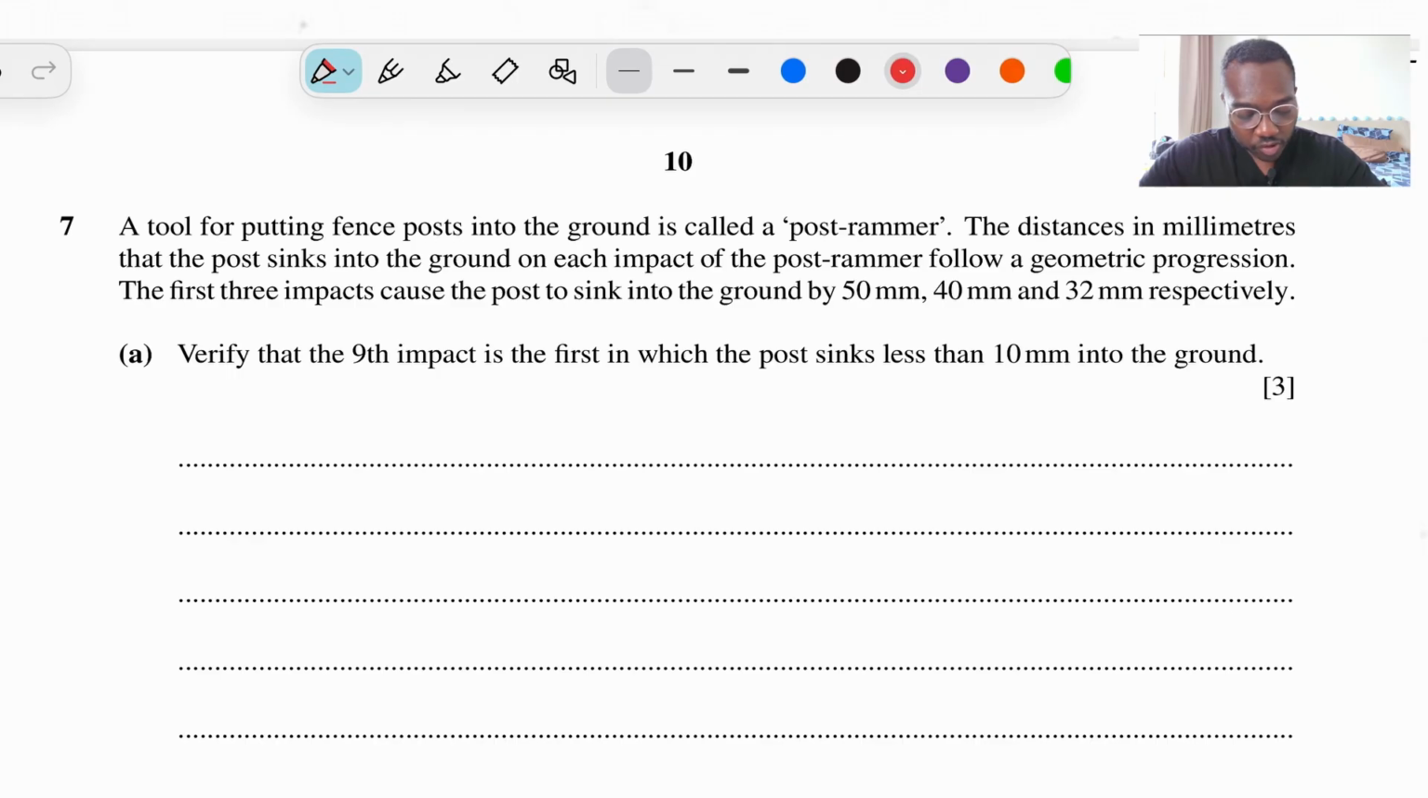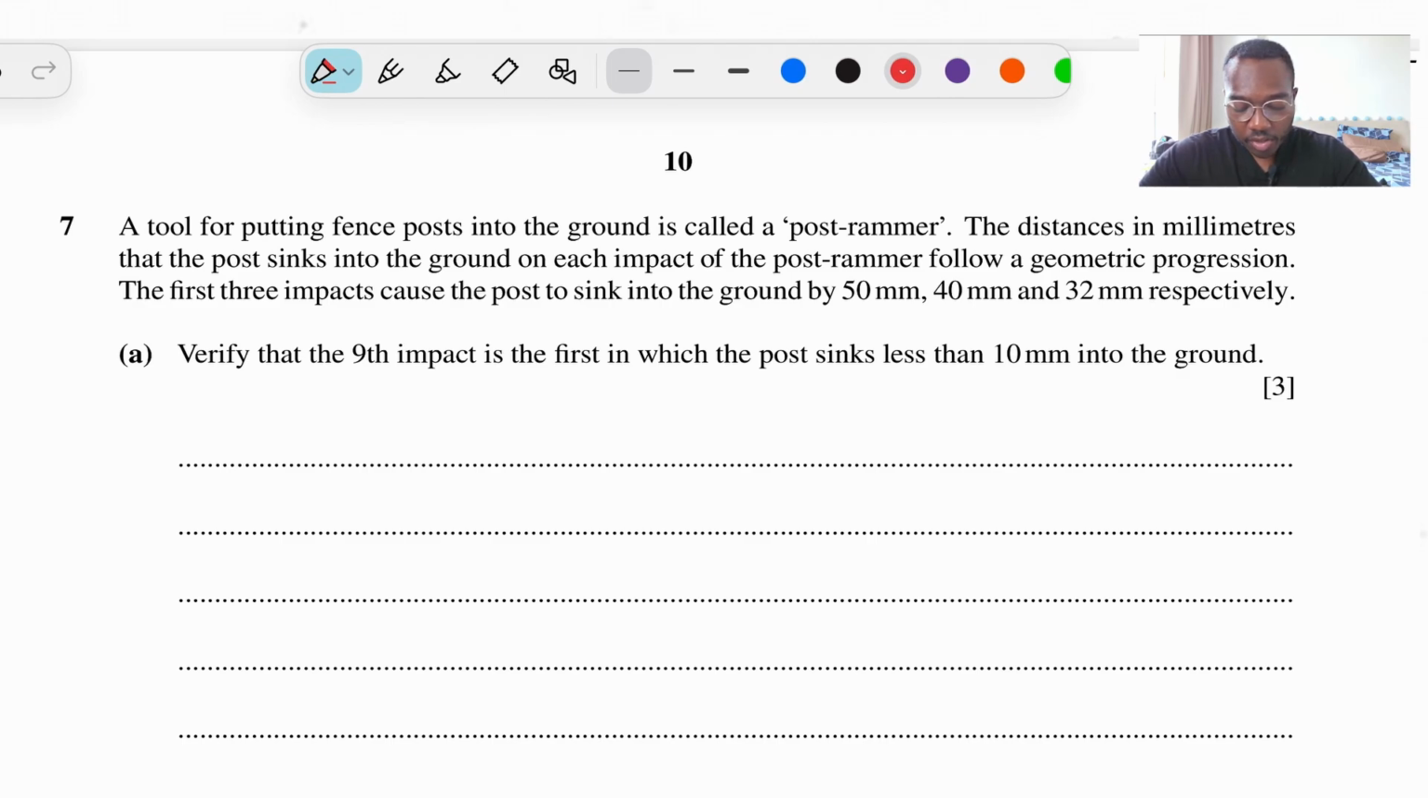They follow a geometric progression. The first three impacts cause the post to sink into the ground by 50, 40, and 32 respectively. Verify that the ninth impact is the first in which the post sinks less than 10 millimeters into the ground. So effectively, if we want to verify the ninth impact is the first one to be less than 10, then we should work out the eighth impact, and that should be greater than 10, and then work out our ninth impact, and that one should be less than 10. Therefore, that would be the first impact which is less than 10.